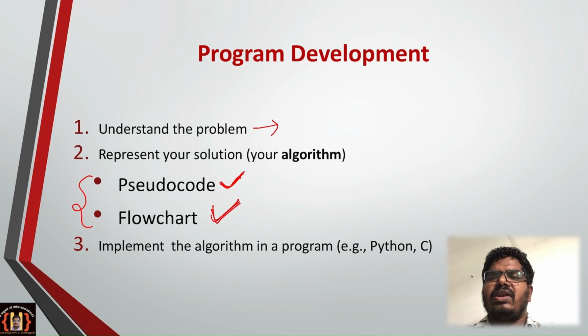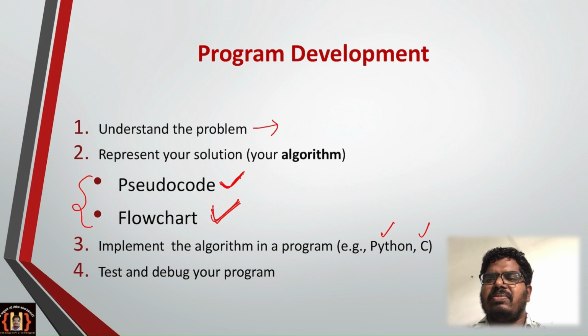Once you have represented your algorithm in terms of pseudocode or flowchart, we have to implement it in a programming language. Those programming languages can be Python or C, or any other language. Then we usually test or debug the program. When I say test or debug, we check whether it is working for all the cases it is supposed to solve. So we'll test all those cases. We'll see examples, don't worry now. We are going to solve problems based on these steps only.